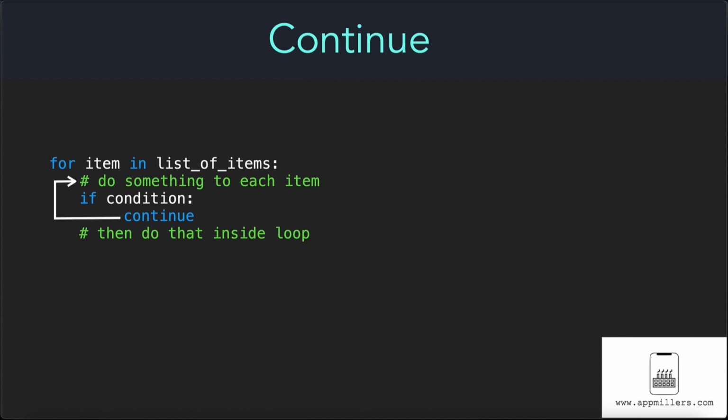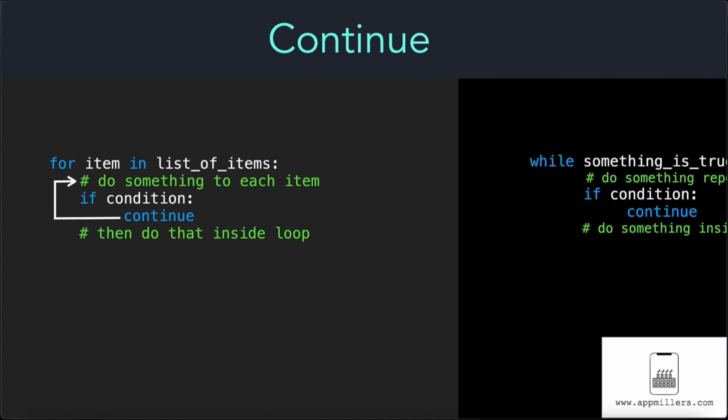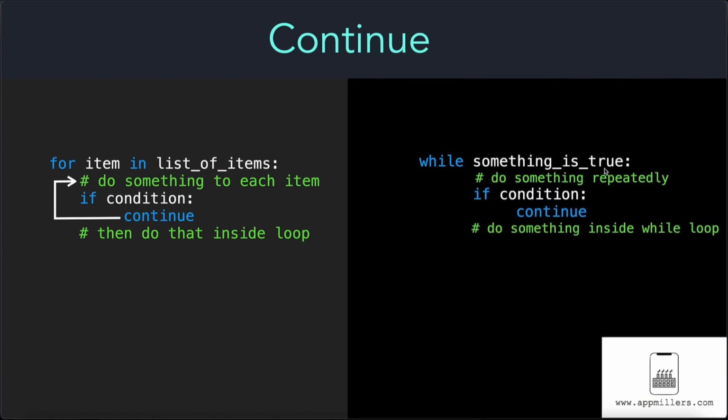Now the syntax of the continue statement for a while loop is similar. While something is true, we are doing something repeatedly. Then if the condition is met, we continue, otherwise we do some other thing inside the while loop. If this condition is met, the execution will go to this part.